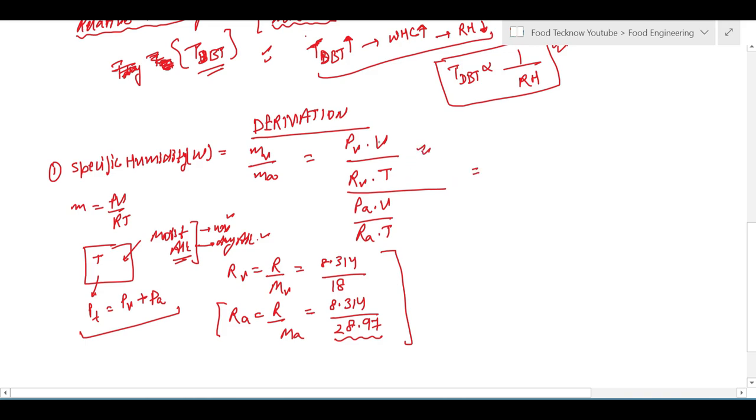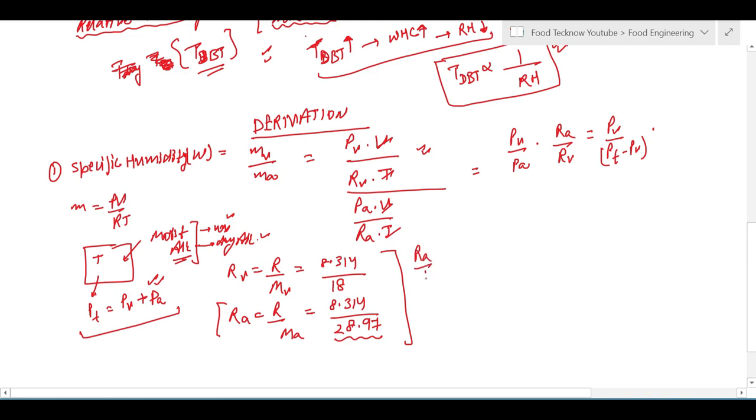So V cancels with V and T cancels with T. So V and T are cancelled out, and then we can write it as PV divided by PA into RA divided by RV, and PV divided by PA we can write as PT minus PV. From here you can write it as PA is equal to PT minus PV, and RA divided by RV.